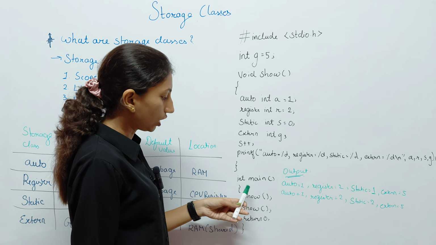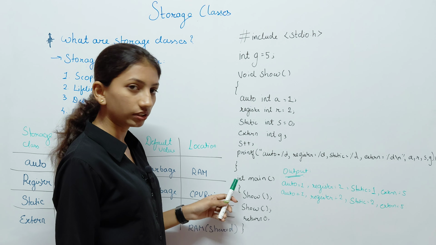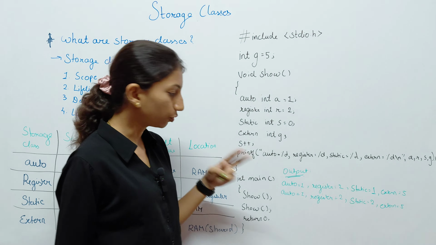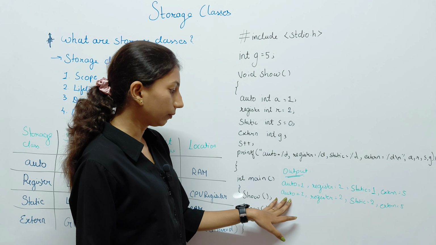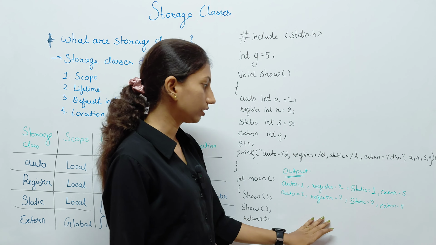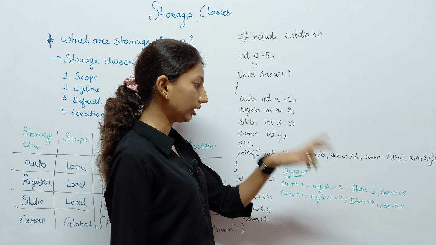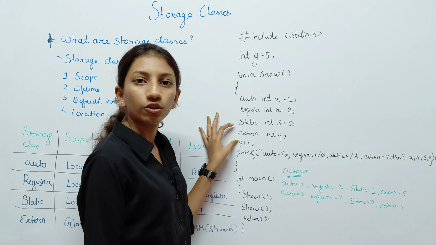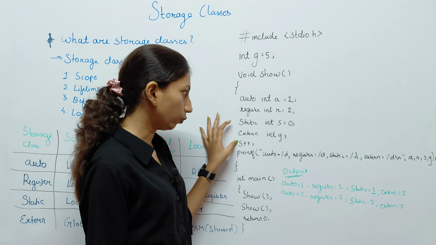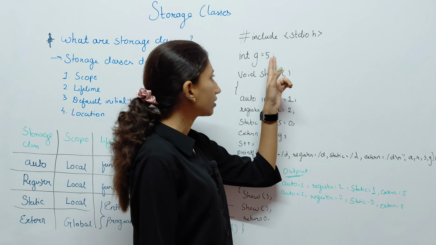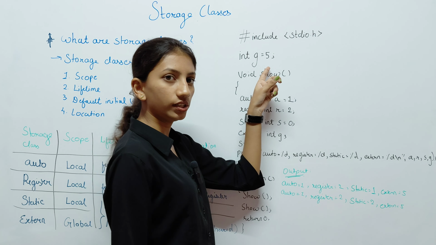Okay. Now we are calling main function and then we have typed 2 times show, so it will give output 2 times. Auto value will remain same only, that is 1 only. Register value will also remain 2 only. Static value will be incremented. First it was 0, but 0 will not be printed. It will start with 1. Then second time it will give 2. And external always it will be 5 only as it is globally defined.